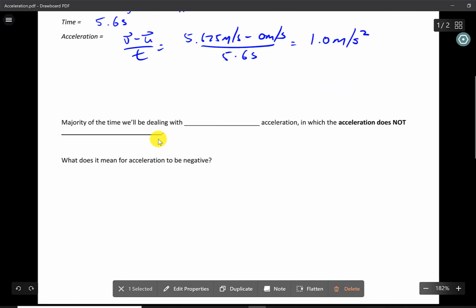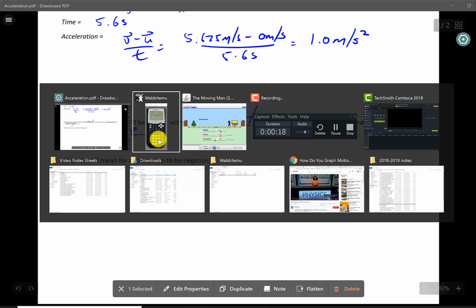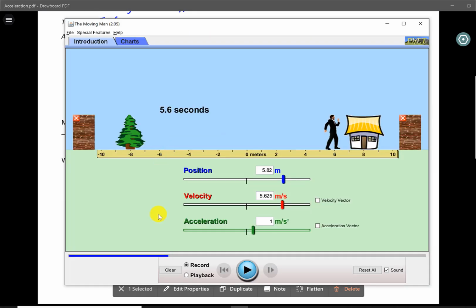Now, the majority of the time, we'll be dealing with something called constant acceleration, which means that the acceleration does not change. Now, if it did change, it would be very complex, and I don't expect you to be able to do those kind of problems in the one motion, okay? But take a look. So, for example, he traveled at 1 meters per second squared for this entire trip. It is constant. It did not change. He gained velocity at a constant rate, at a constant acceleration.